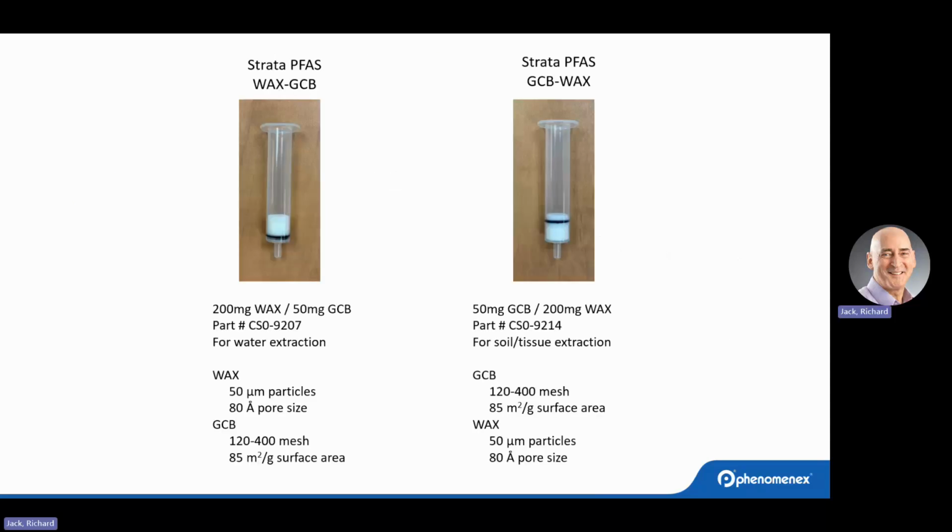And here I have some additional photos of the material. The one on the left has the WAX on top of the GCB. This is designed for water extracts. And the sample on the right is designed for soil and tissue extracts. And this is because the EPA method has these steps reversed within the method itself. So we made two different versions, whether you're doing a water sample or some sort of solid or biosolid sample.